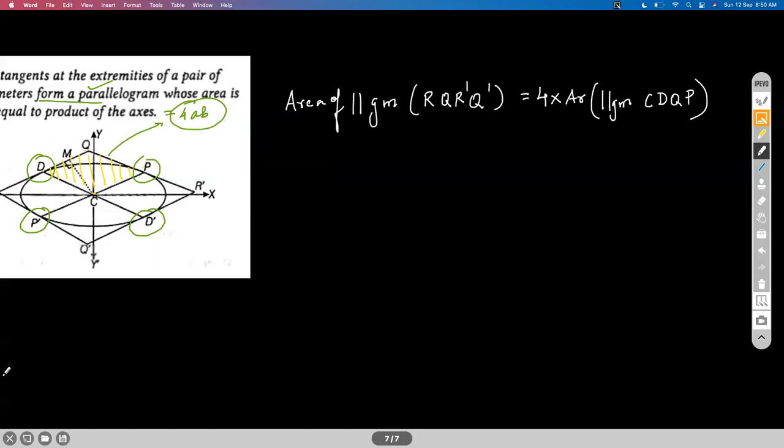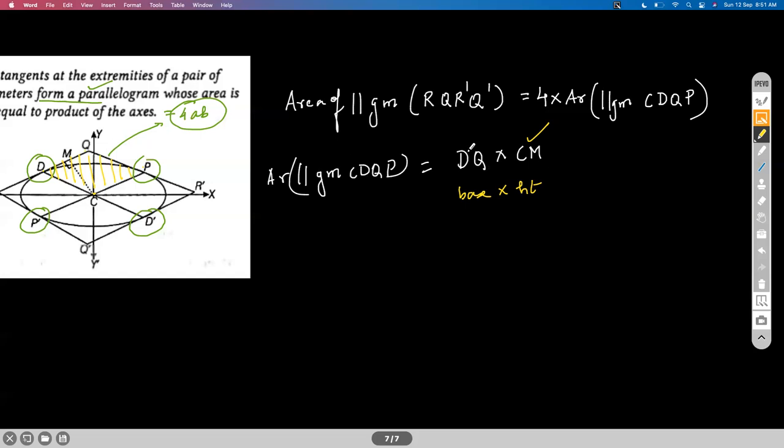Correct. Now, area of the shaded parallelogram, that is your yellow shaded parallelogram, CPQD or CDQP, whatever. What will be that first of all? Okay, you'll say base into height. Now base here is DQ, and height is CM, base into height. While CM is very easy to find out because you're just finding the distance of the center from one of the tangents. So distance formula of a point from a line can be used.